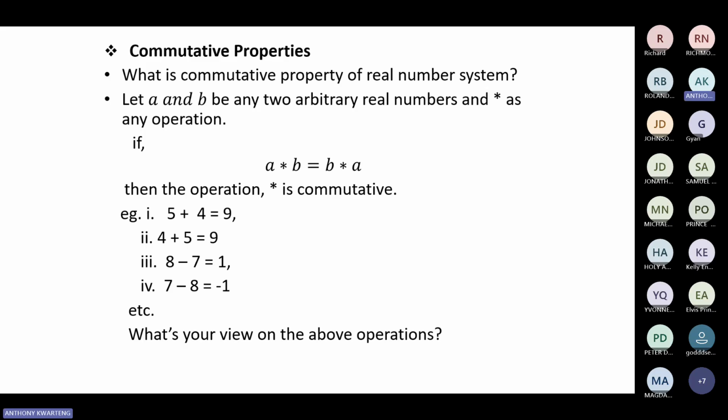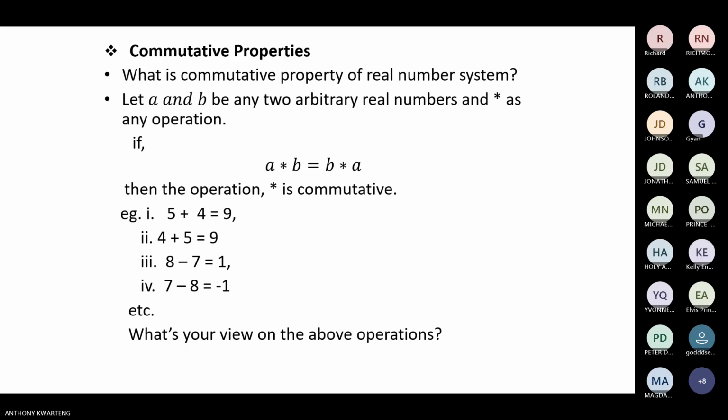So if you look at addition, if I have 4 plus 5, what's the answer? 9. Now 4 is the first number, 5 is the last number, and I have gotten 9. What about 5 plus 4? Also 9. So we are interchanging the positions of 5 and 4, but we are still getting the same number. Therefore, we say that addition is commutative on real numbers. Is that point okay? Yes, sir. Good.